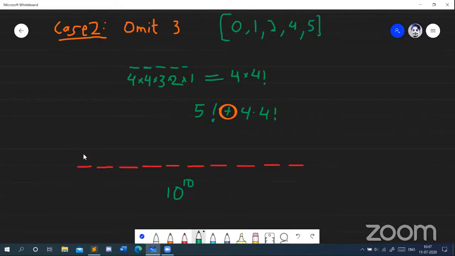I have 10 choices for the first blank, 0, 1, 2, 3, 4, 5, 6, 7, 8, 9. I have 10 choices for the second blank, 0, 1, 2, 3, 4, 5, 6, 7, 8, 9. Because repetition is allowed in phone numbers, right? So I have 10 choices for the first blank, 10 for the second blank, 10 for the third blank, and so on, 10 times. So I'll multiply 10 by itself 10 times, and therefore I'll get my answer as 10 to the 10.